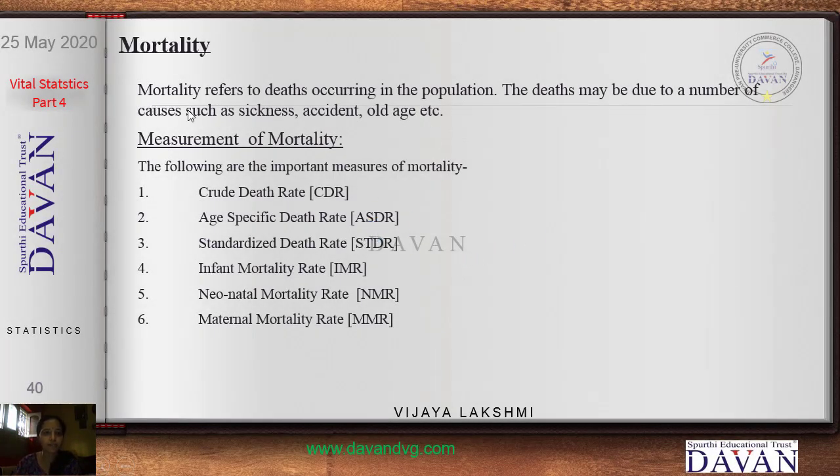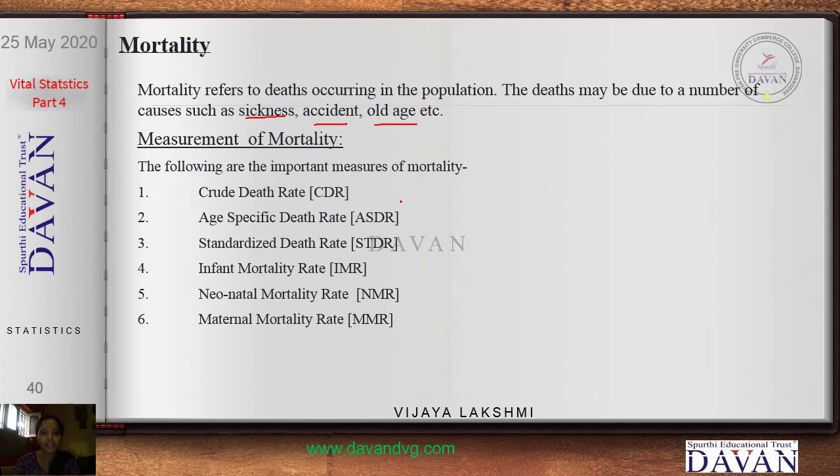And what is mortality? Mortality refers to the deaths occurring in the population. The deaths may be due to a number of causes such as sickness, accident, old age, etc. So mortality refers to the deaths that are happening. It may be due to various reasons like sickness, accident, or old age, etc.